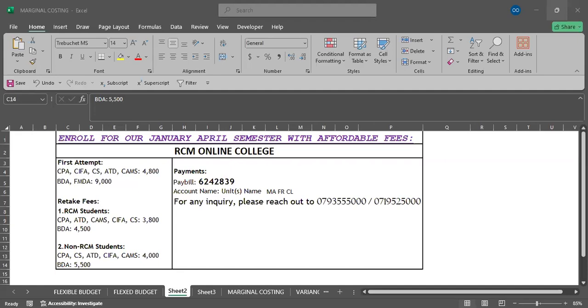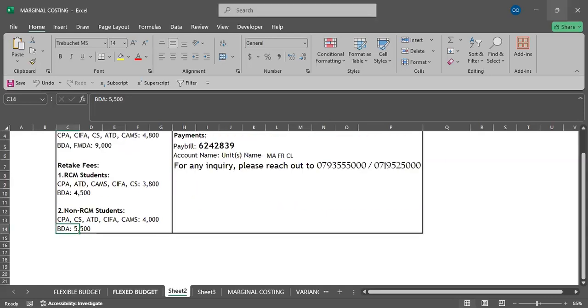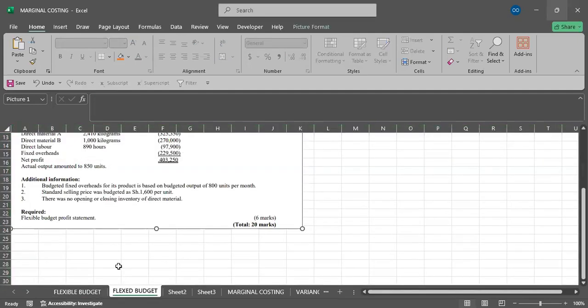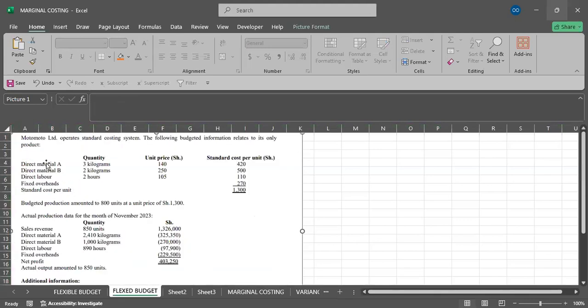Yes, thank you. John has actually shared the link that has got the document we are using for this particular session. Good. So I'll basically now move to this. We have 2 of them. Of course, at your free time, you'll be able to look at what was tested in BDA exams. But of course, we're going to use this for our today's session. Flexed budget, the second file or worksheet, that is Motomoto Limited.